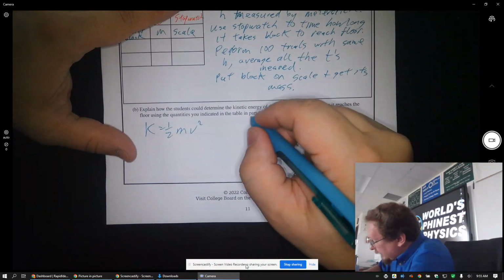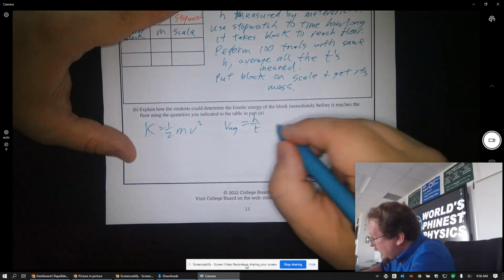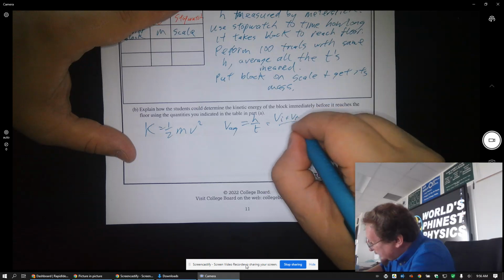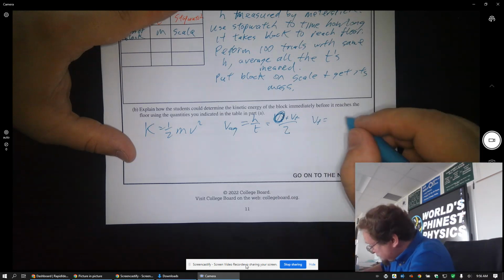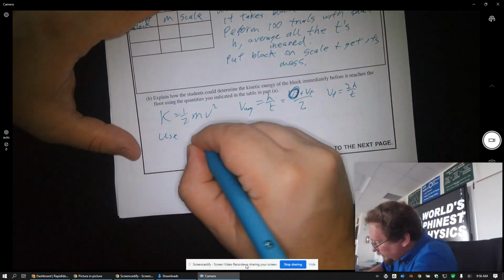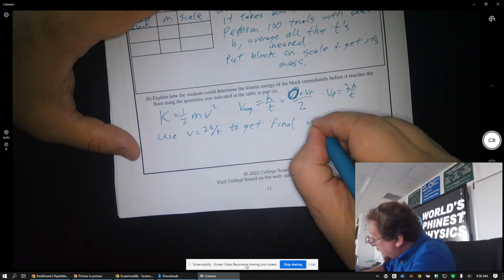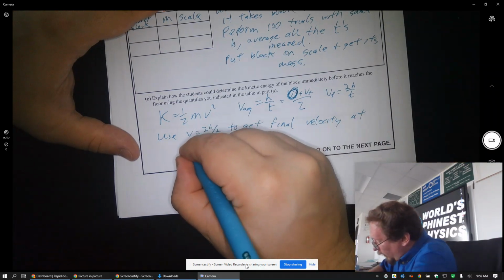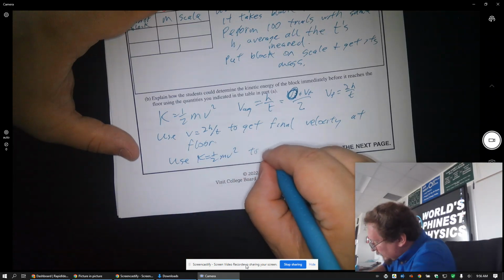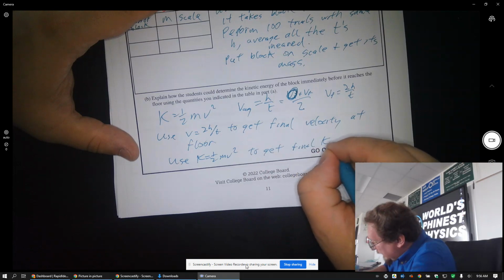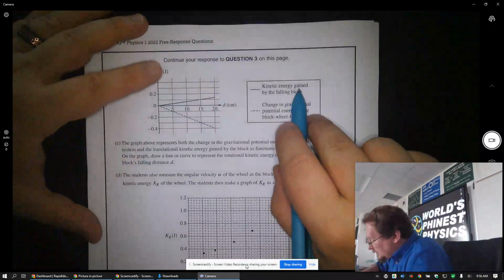Here's how you get the speed. If you just do height over time, or any length over time, that's average velocity, right? But average velocity is also the initial and final velocity literally averaged together. The initial velocity is 0, so the final velocity is going to be 2 times height over time. So use v equals 2 height over time to get the final velocity at the floor. Then use K equals 1/2 mv squared to get the final kinetic energy of the block. That is the kinetic energy gained by the falling block.